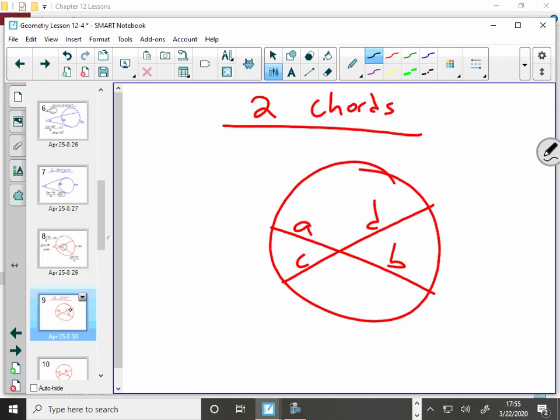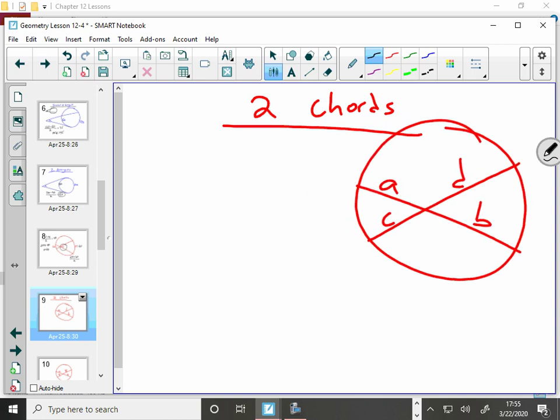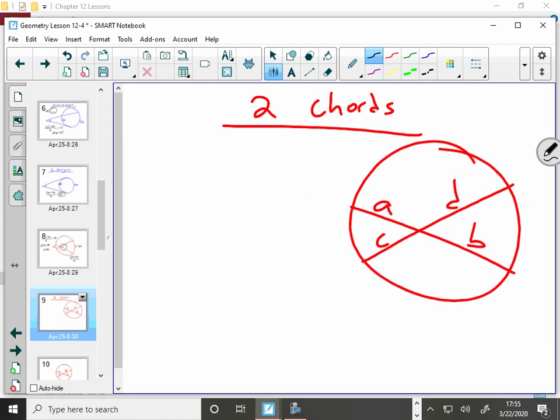Back to the same picture, except now instead of being interested in the angles, we are interested in the segments, because when two chords intersect, they divide. Each chord is divided into two segments. And so in this picture, I have one chord divided into A, B, and one chord divided into C, D. And here is what is true every single time the two chords intersect in a circle: A times B equals C times D. That relationship is always true.